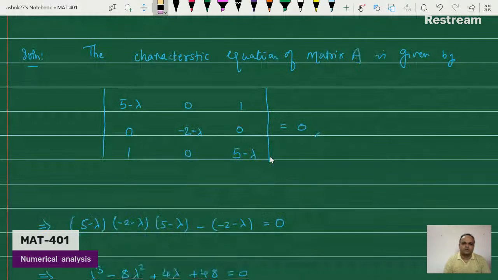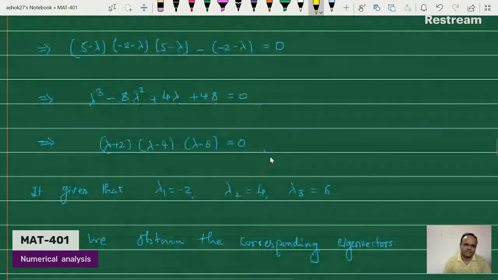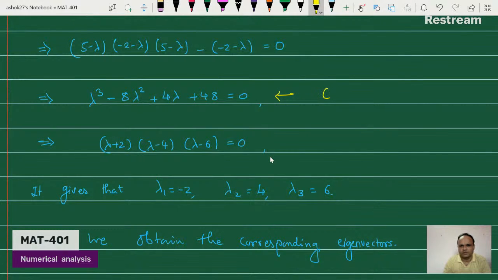So this is the characteristic equation of the given matrix A. You can write it as, suppose, equation number one, or you can simplify this. After simplifying, you will get the characteristic equation. So this is the characteristic polynomial of matrix A.